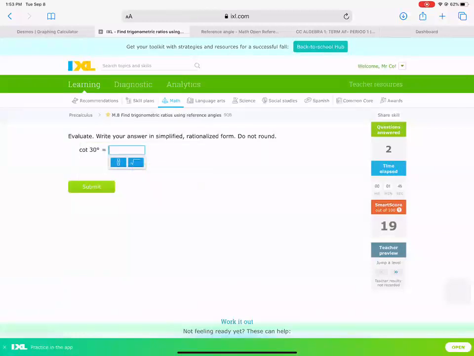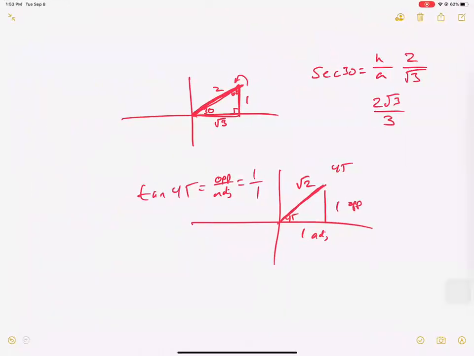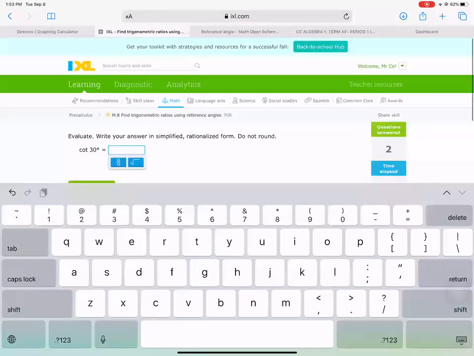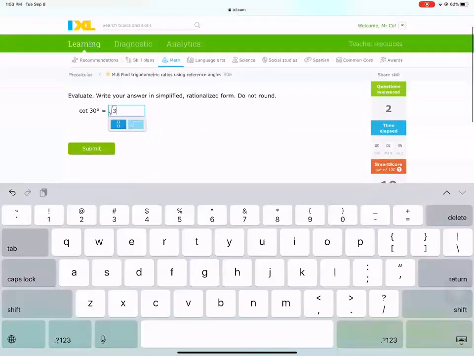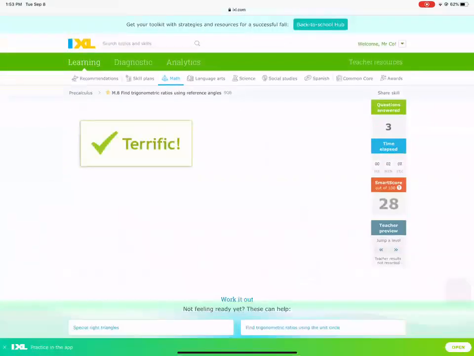Cotangent of 30. Oh my goodness. Didn't we just draw 30 degrees? Let's just go back and look at that triangle. Cotangent of 30 degrees. Cotangent is adjacent over opposite. Adjacent is square root of 3. Opposite is 1. Square root of 3 over 1 is square root of 3.